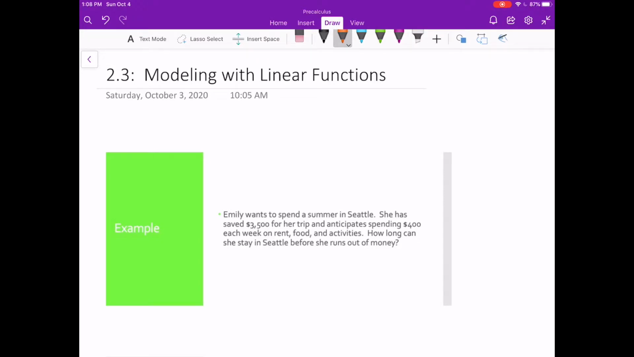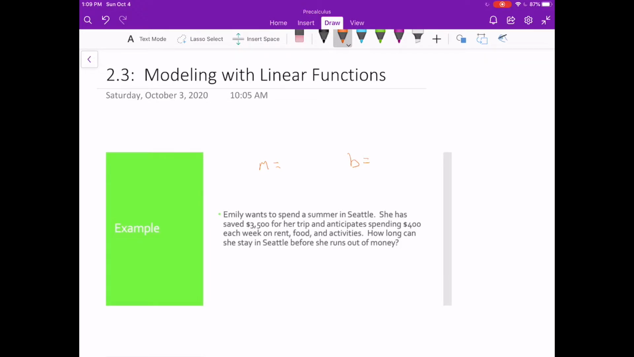So Emily wants to spend a summer in Seattle. She has saved $3,500 for her trip and anticipates spending $400 each week on rent, food, and activities. How long can she stay in Seattle before she runs out of money? So we're going to need to find a slope and a y-intercept. So m equals and b equals.